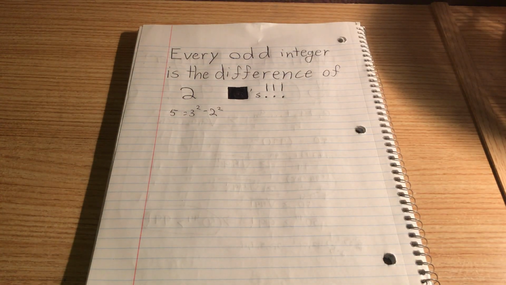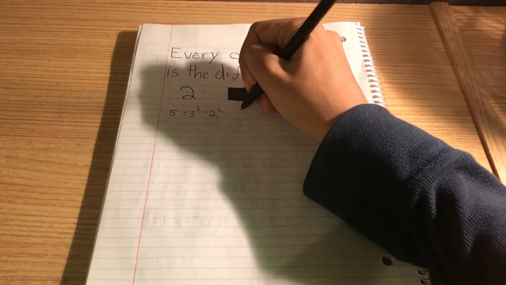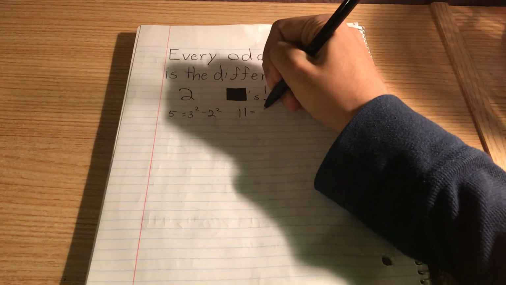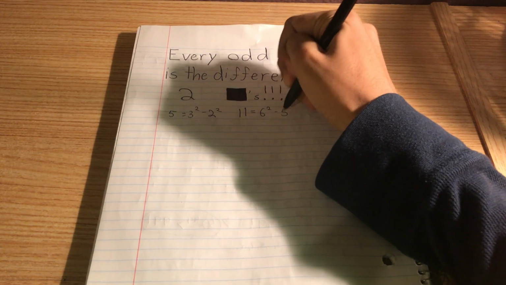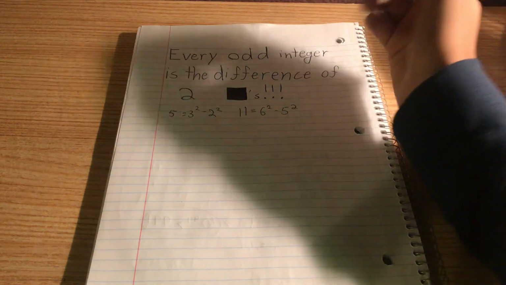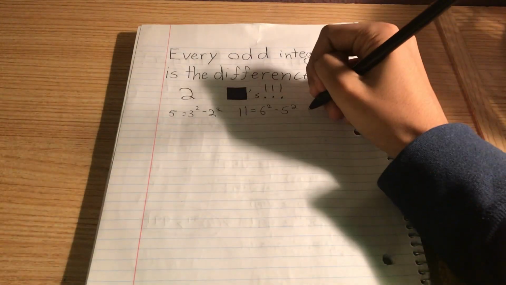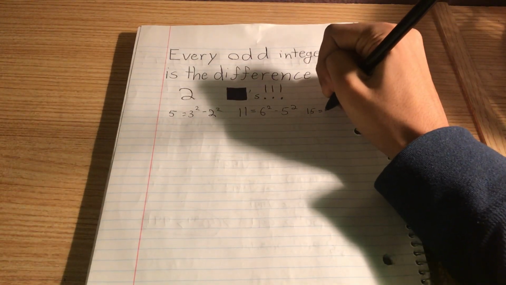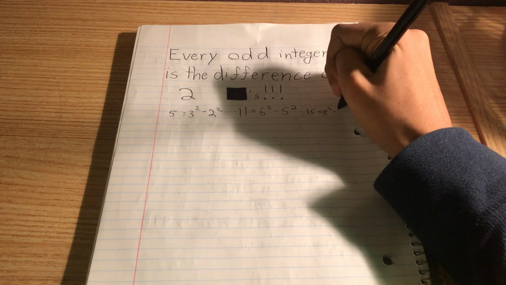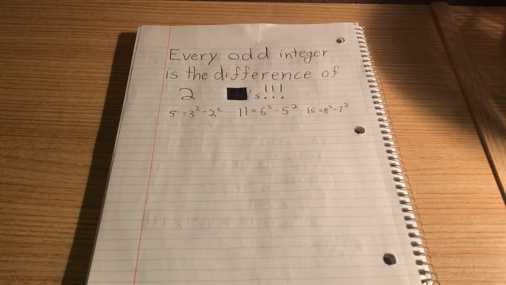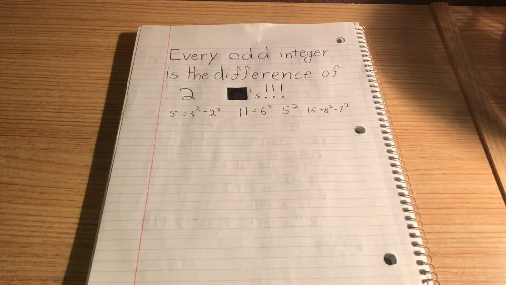Let's pick another odd integer. 11 is equal to 6 squared minus 5 squared. Simple enough. Let's try one more. 15. Well, that's just equal to 8 squared minus 7 squared. So you can check all these and you'll realize, wow, these are all correct.